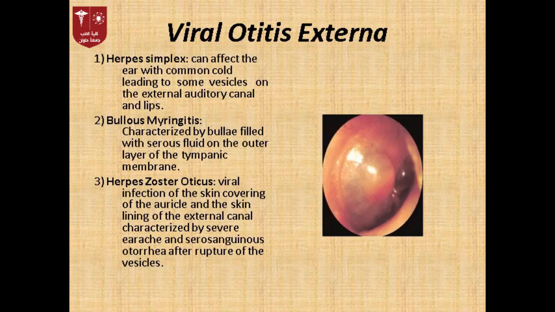And the third form of viral otitis externa is what's known as herpes zoster oticus. This is caused by herpes zoster, chickenpox. It's a viral infection of the skin covering the auricle and the skin of the external auditory canal, and it is characterized by severe earache and serosanguinous discharge when these vesicles rupture.